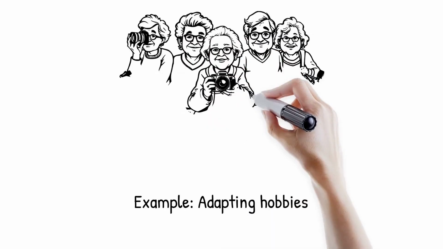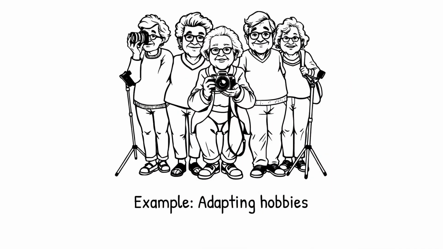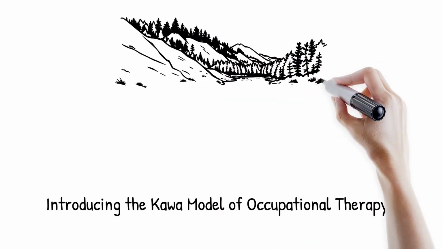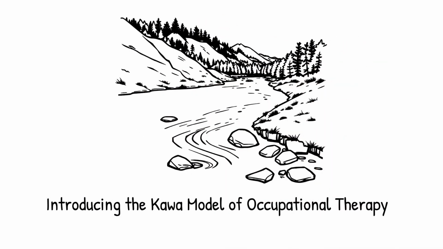For example, adapting a previous hobby like photography into a shared group project helps tap into motivation, rebuilds routine, supports cognition, and strengthens social connection. The CAWA model is a culturally responsive framework developed in Japan that uses the metaphor of a river to represent a person's life flow. It's especially meaningful when working with older adults because it centers their narrative and lived experience.